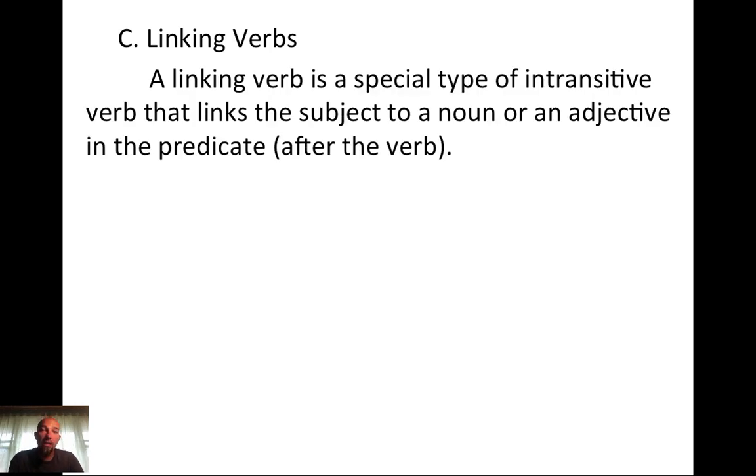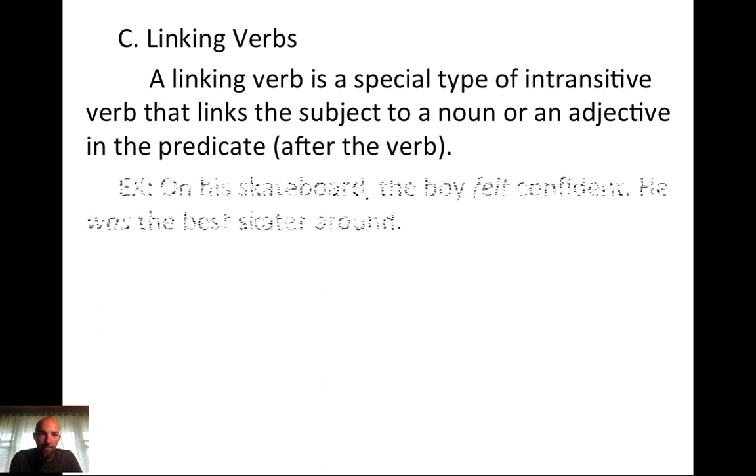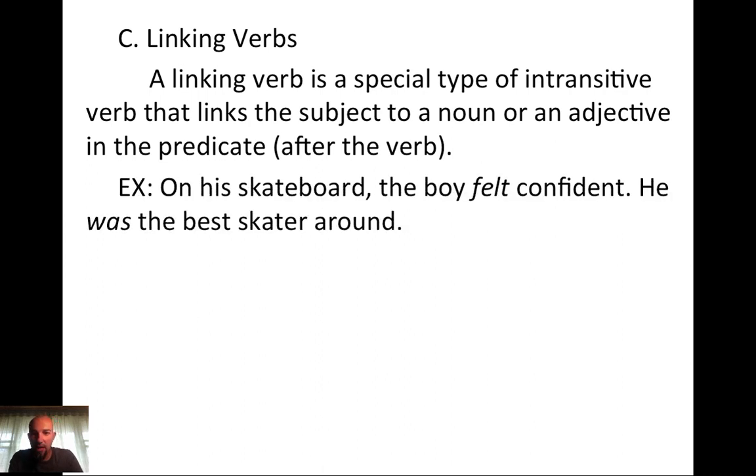Linking verbs. A linking verb is a special type of intransitive verb that links the subject to a noun or an adjective in the predicate after the verb. Predicate means after the verb. Okay? On his skateboard, the boy felt confident. Felt confident. Confident is an adjective describing boy. He was the best skater around. Skater is a noun renaming the subject he.